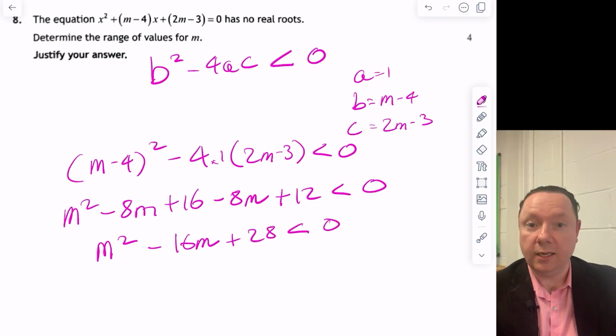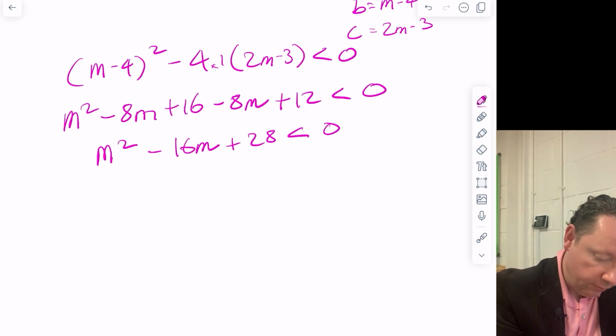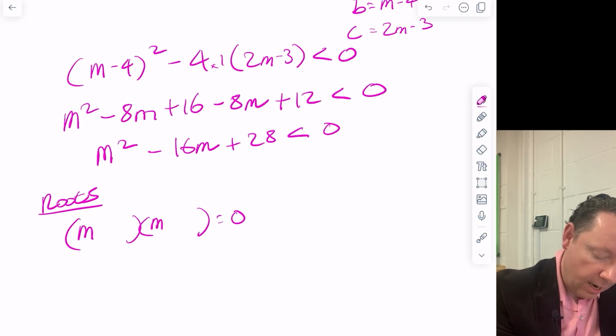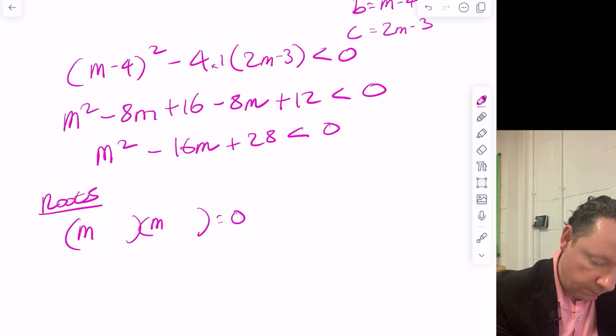So this is a quadratic inequality. What we do with these is we look at the roots and draw a little graph. So for the roots, we've got double brackets, m and m, and for the roots, we've got 14 and 2. Minus 14 minus 2 is minus 16. 14 2s is 28. So we get m equals 2 and m equals 14 as our roots.